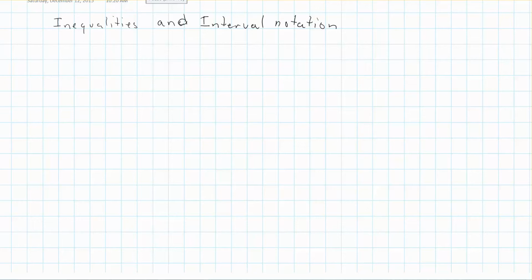This is going to review inequalities and interval notation. Now, inequalities are kind of like equations, except that instead of a variable being equal to a single number, we're having a variable being equal to a range of numbers. And let's just dive in here. Hopefully this is a review for most of you.